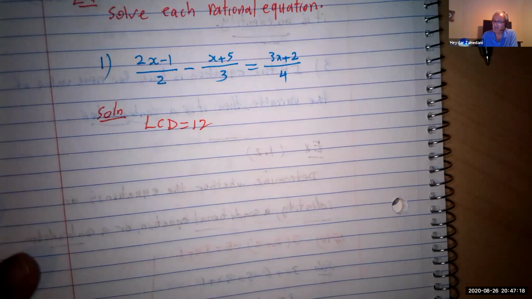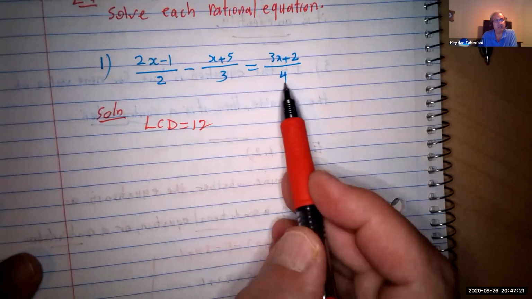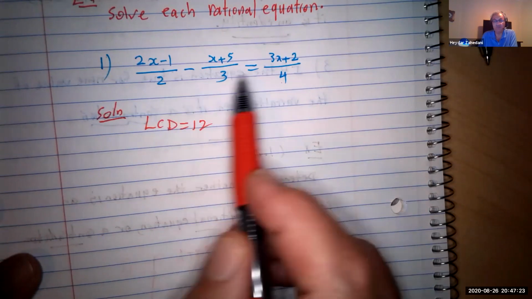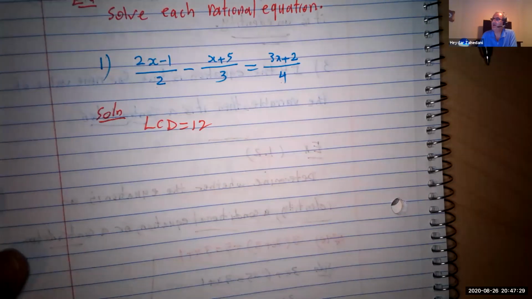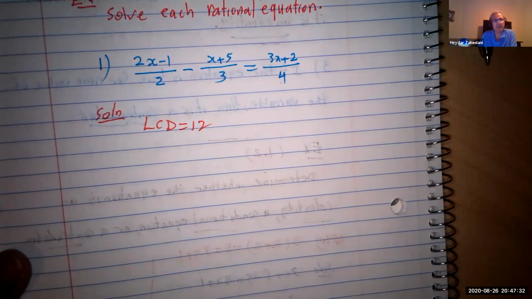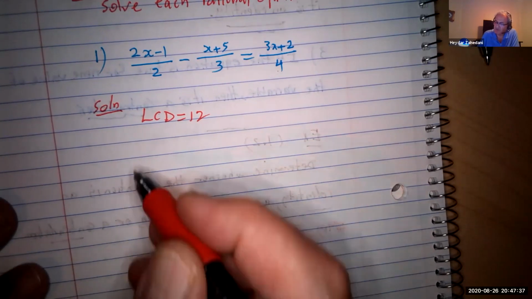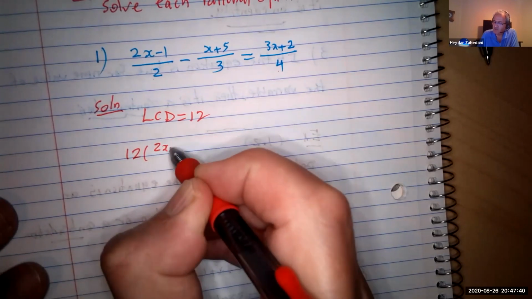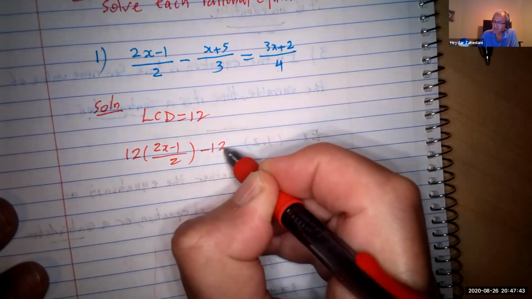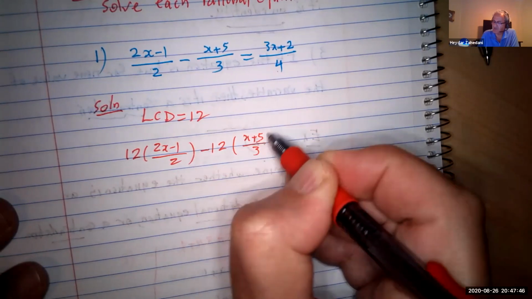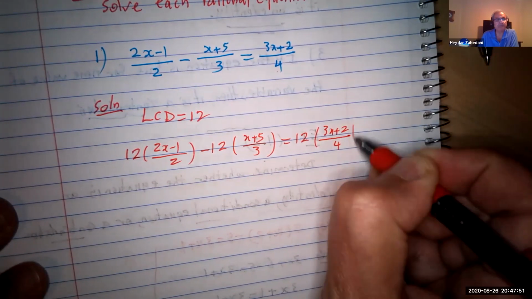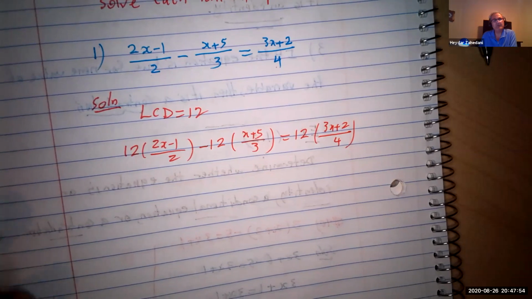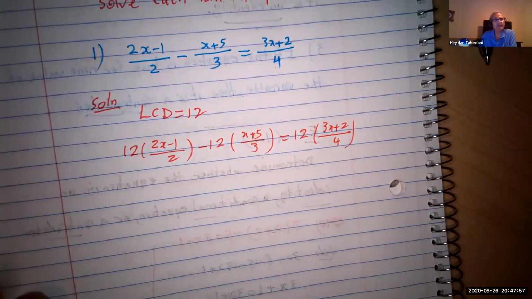So the least common denominator would be 12. You know that if the bigger number is divisible by the smaller one, we pick the bigger number. So between 4 and 2, we get 4. 4 and 3, 4 is not divisible by 3. You consider other multiples of 4: 8, 12, 16. So we get 12. Now multiply 12 on both sides of the equation. So it's going to be 12 times 2x minus 1 over 2, minus 12 times x plus 5 over 3, equal to 12 times 3x plus 2 over 4.